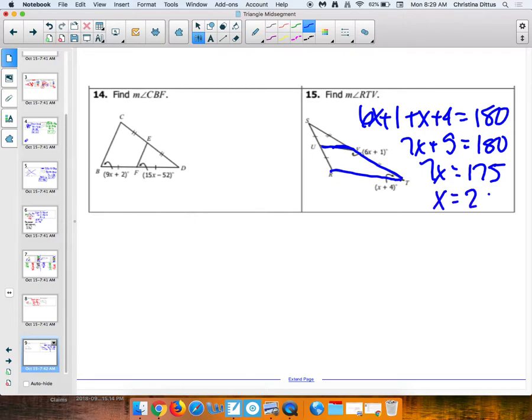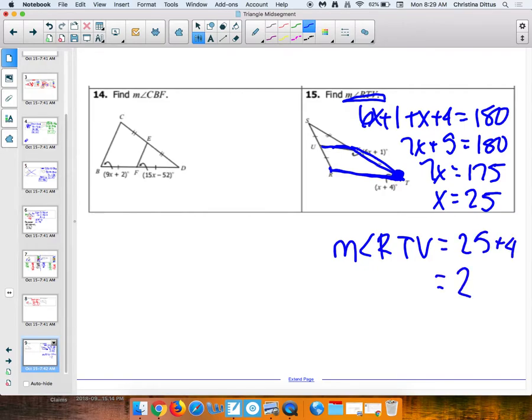25. I need to find RTV. RTV, that's this angle right here. What do I gotta do? Plug it in, 25 plus 4. How much is that angle? 29.